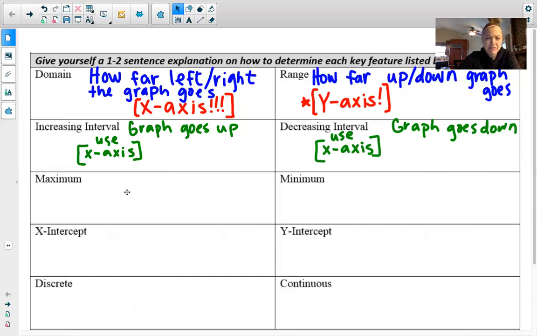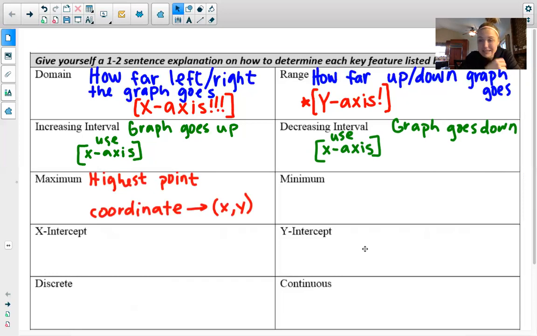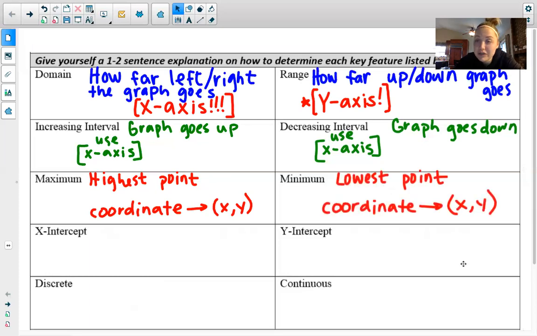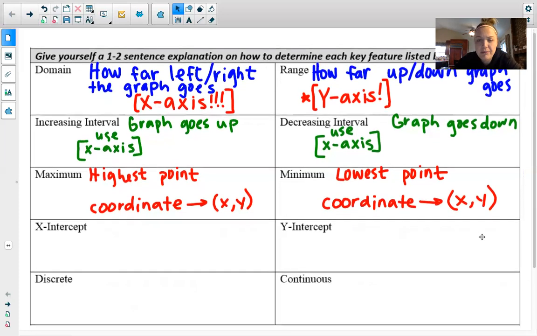Maximum and minimum, you've seen these before, but let's get the definitions down. Maximum is the highest point on the graph. This is not an interval because the highest point is one single dot. So you find that highest point and write it as a coordinate, x comma y. Some graphs do not have a maximum because their highest point goes on and on forever, so that would be no maximum. Same thing goes for minimums. Minimum is the lowest point on the graph. It'll be written as a coordinate if it exists, but if your graph goes down forever, then there's no minimum. So the lowest point, that coordinate, will be your minimum.